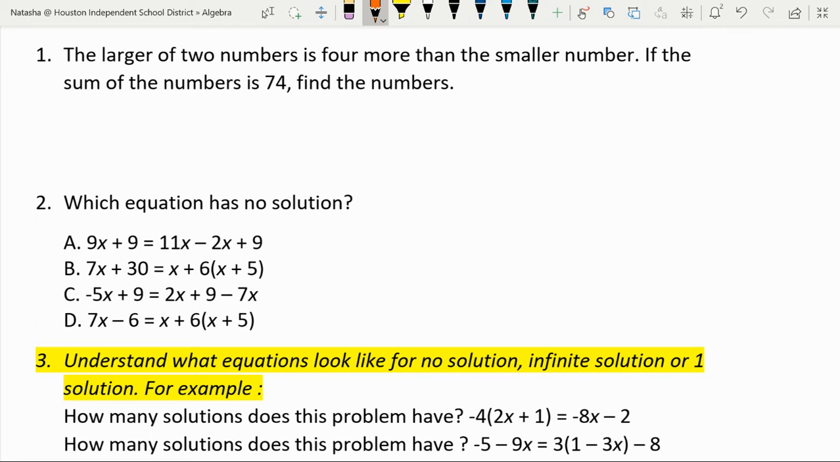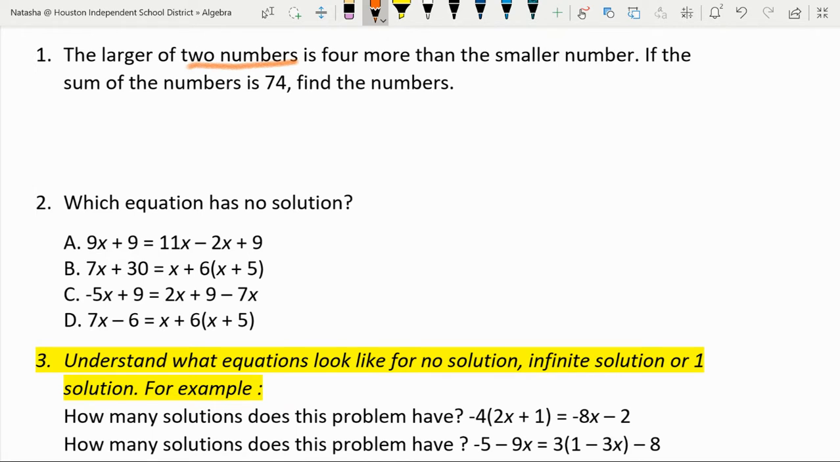Hello, on this episode, we're going to go over the review guide for the Common Assessment 1. I am going to go through some of these questions and review how to answer them. Question number 1 says the larger of two numbers is 4 more than the smaller number. If the sum of those numbers is 74, we want to find what those numbers are.